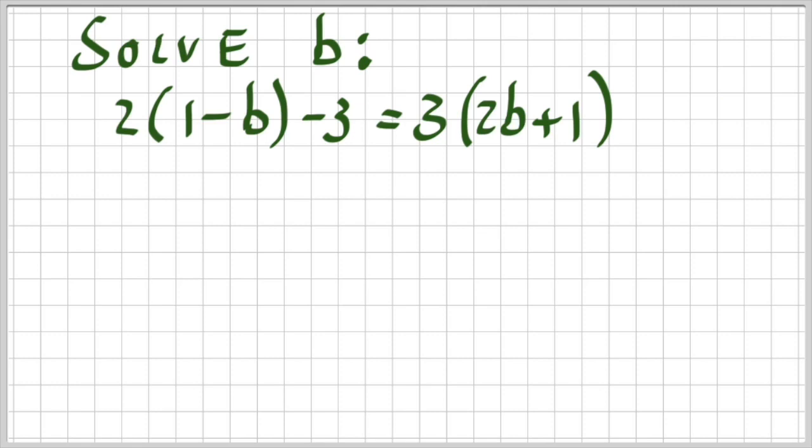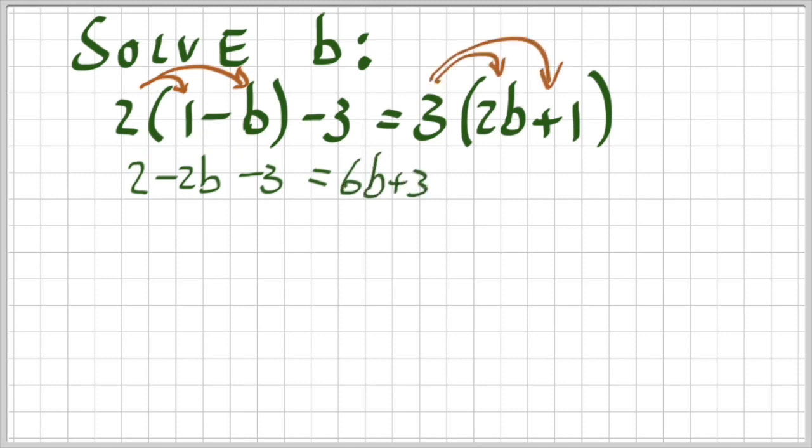If I look at this, this is where the waters become a bit murky about what I must do and where I must go. So I'm going to first distribute the 2 and the 3 into the brackets to see what I've got to do. I'm going to distribute the 2 in first, so I'm left with 2 minus 2b. On the right, I'm going to distribute the 3 in, which leaves me with 6b plus 3.